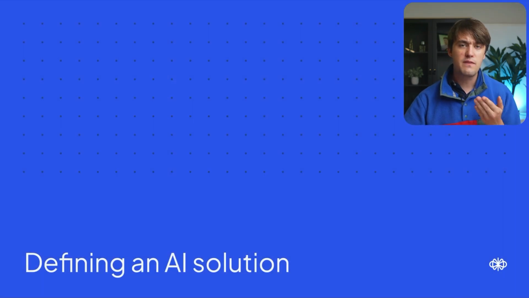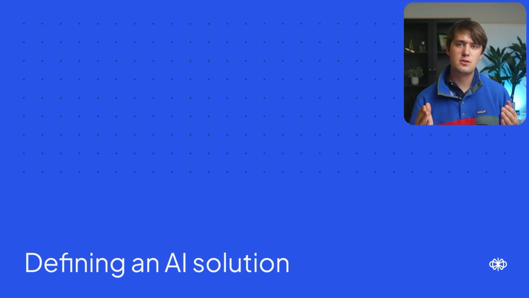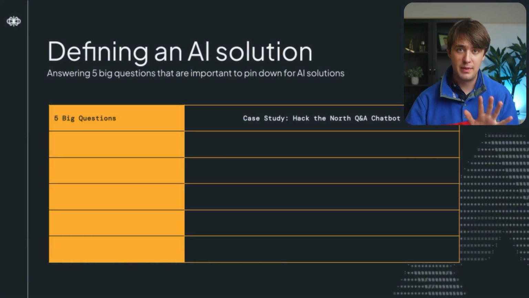So, now that we found our problem, what does our AI solution actually look like? And clearly defining a solution comes with 5 big questions. The first one, pretty obviously enough, is what does our solution actually do?